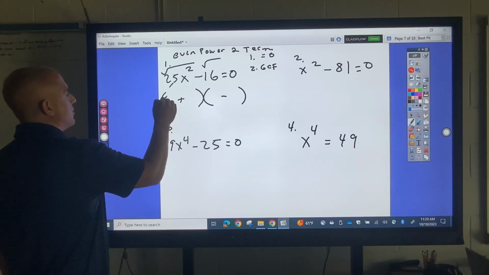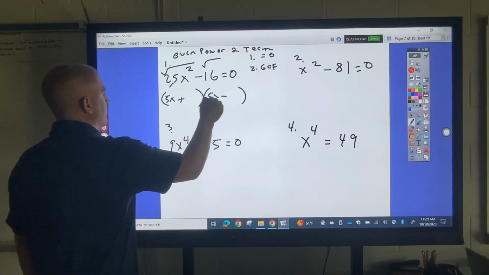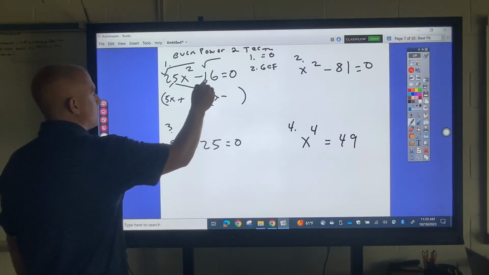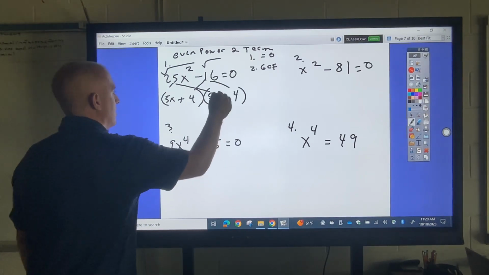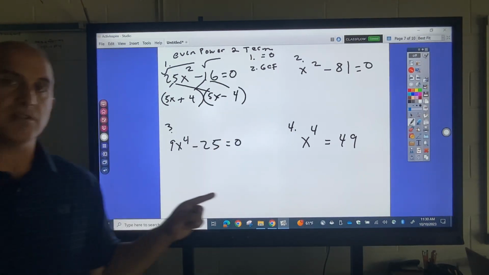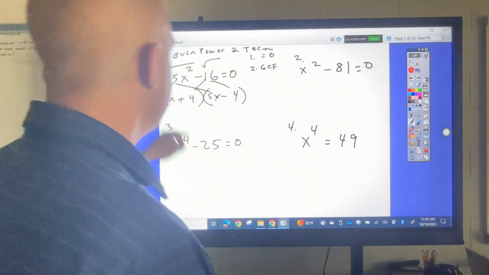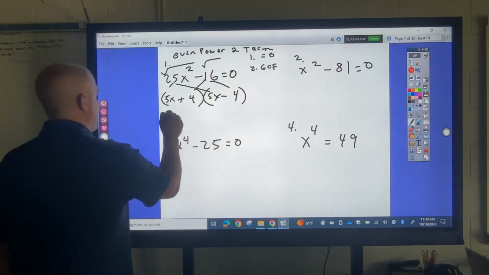Square root of 25x squared is 5x and 5x. That goes here and here. Square root of this term would be 4 and 4. Now, if there's still an even power, I want to try to do it again. In this case, there's not. So here are my factors.